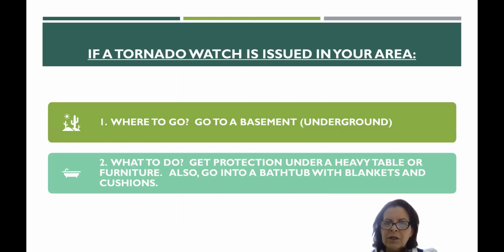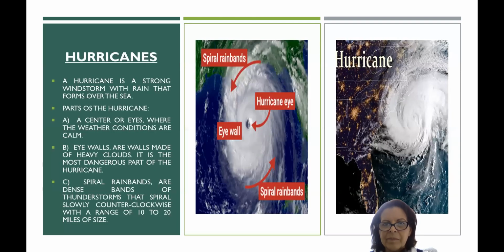Now, if a tornado watch is issued in your area, what should you do? First of all, where to go? You should go to a basement underground. And second, what to do? Get protected under a heavy table or furniture. Also go into a bathtub with blankets and cushions.